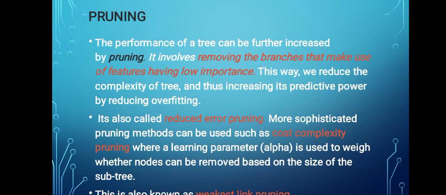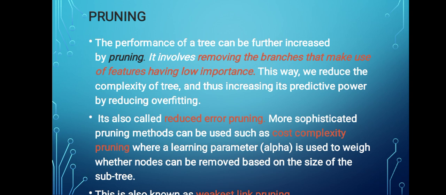Pruning. The performance of the tree can be further increased by pruning. It involves removing the branches that make use of features having low importance. This way, we reduce the complexity of the tree and thus increase its predictive power by reducing overfitting. It is also called reduced error pruning.